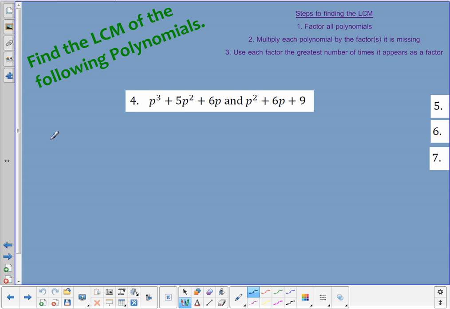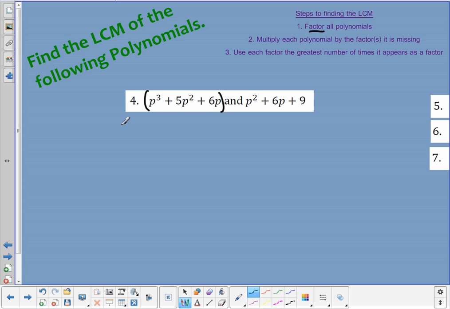Okay, so in number 4, we have the polynomials p to the third plus 5p to the second plus 6p. And then our other polynomial is p to the second plus 6p plus 9. So the first thing that we have to do is factor, factor, factor. So I am going to look at this polynomial right here. This is like one of them.